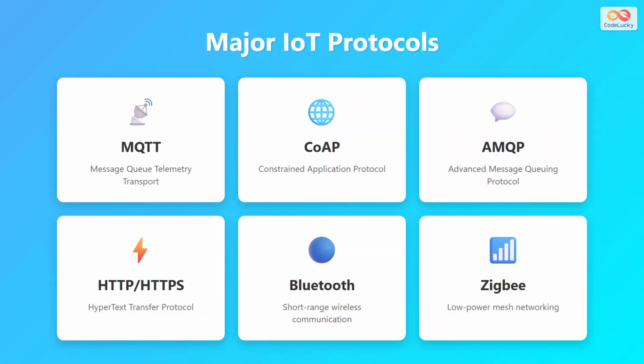Let's explore the major IoT protocols available today. MQTT, or Message Queue Telemetry Transport, is widely used for its lightweight nature. CoAP, the Constrained Application Protocol, is designed for resource-limited devices. AMQP, or Advanced Message Queuing Protocol, provides enterprise-grade messaging. HTTP and HTTPS offer universal compatibility and web integration. Bluetooth enables short-range wireless communication, while Zigbee provides low-power mesh networking capabilities. Each protocol serves different purposes and use cases.